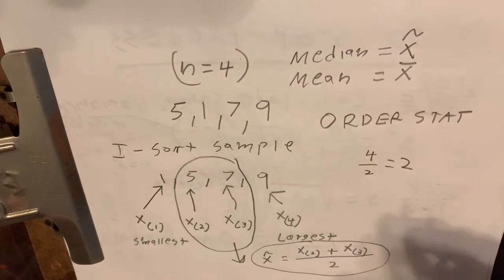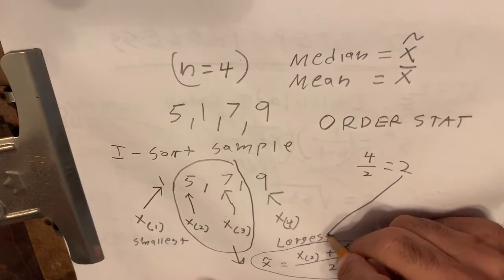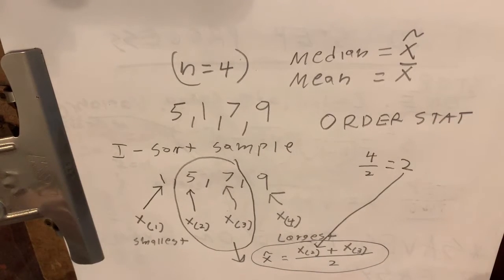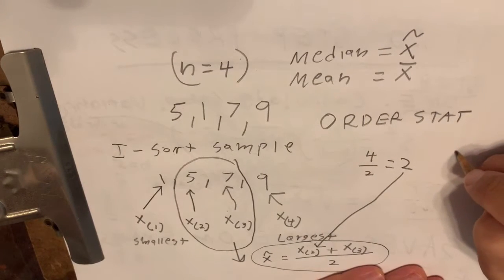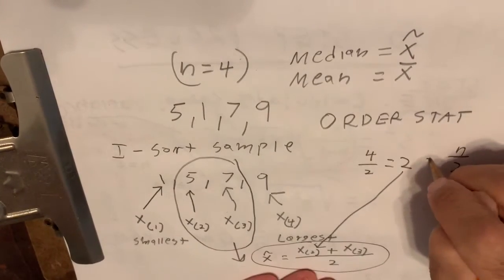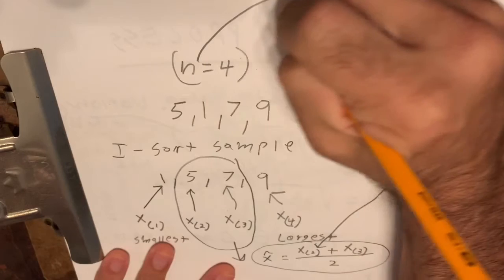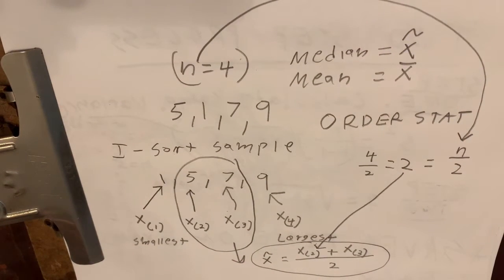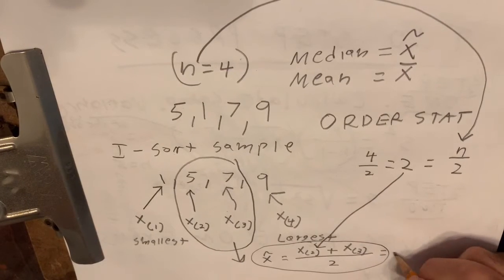So here, I want you to notice that n is equal to 4, and 4 divided by 2 is equal to 2. And I want you to notice that there's a 2 over here. And that's no accident. And so what this really is, this 4 divided by 2, is actually n divided by 2. That's what this 2 is. n is equal to 4. Remember that? So this is n divided by 2.